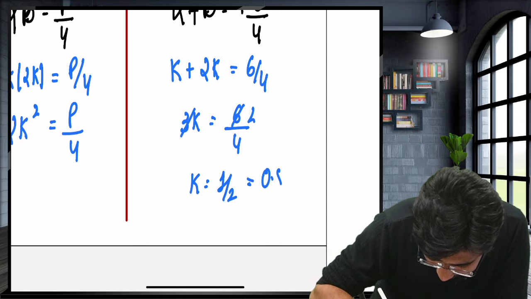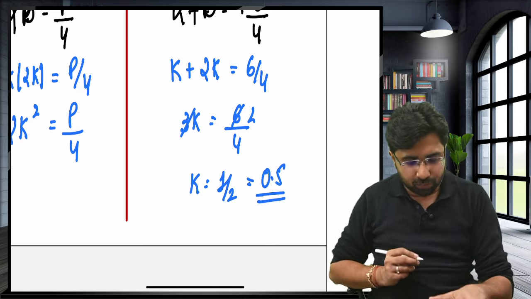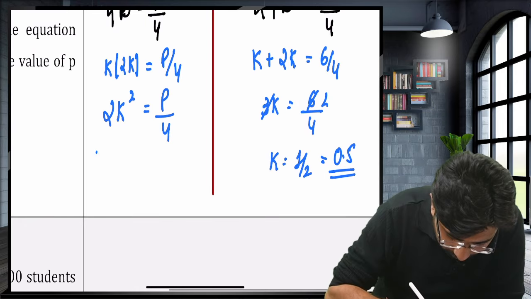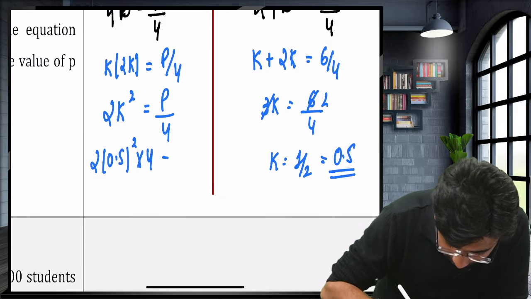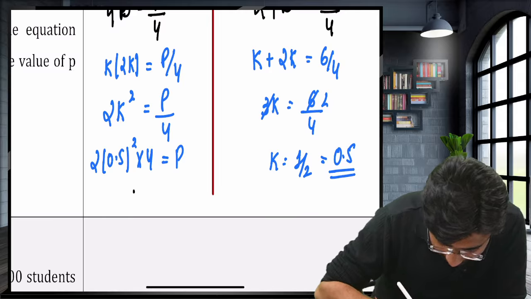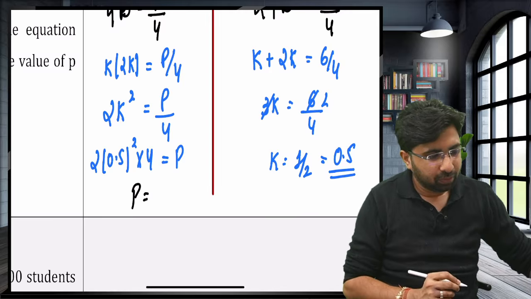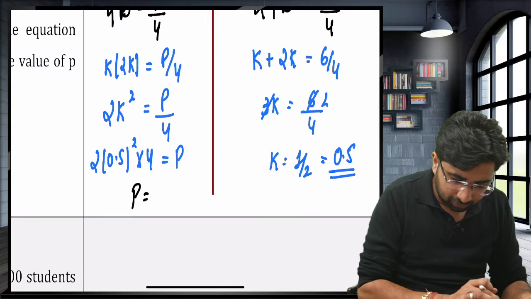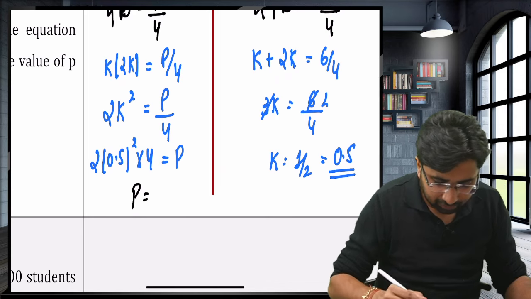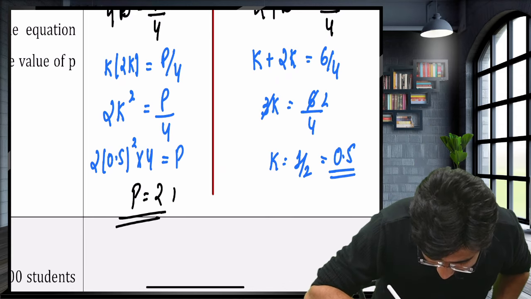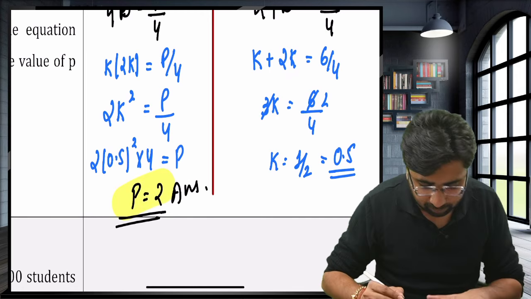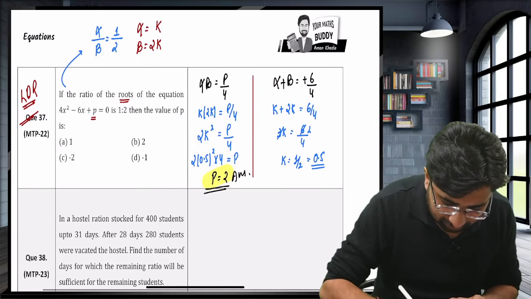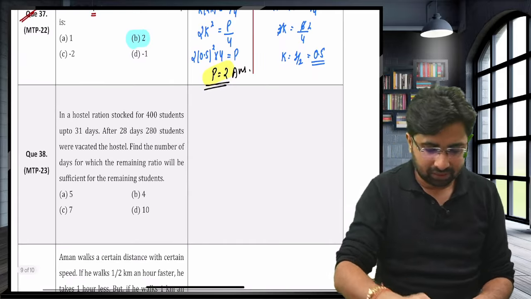Can I say 0.5? Guys, 1 by 2 means 0.5. Let's put it over here. 2 into 0.5 square into 4 is equal to P. So from here you will get the value of P. 0.5 into 0.5 into 2 into 4. Everybody, 2 will be the correct answer. Can I say, guys, 2 will be the correct answer? So from here you will get option B as the correct answer.